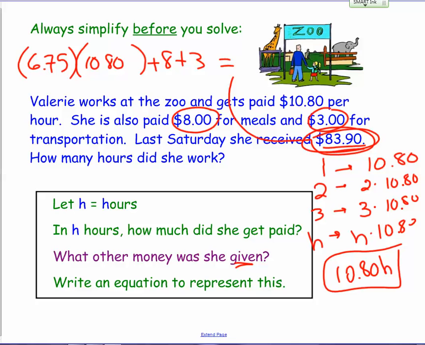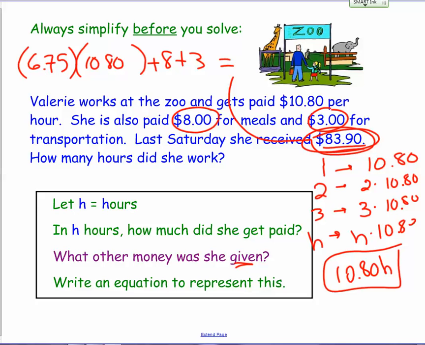So if we just define our variable, let's use H because we're looking for how many hours she worked. And I said in H hours, how much did she get paid? And that threw some of you off, so we came back to, well, in 1 hour, she would get $10.80. In 2 hours, she'll get 2 times $10.80. In 3 hours, she'll get 3 groups of $10.80. So in H hours, she'll get H groups of $10.80. So you just multiply her money per hour times number of hours.